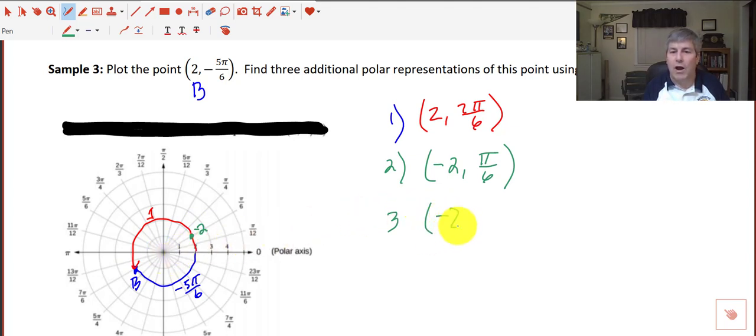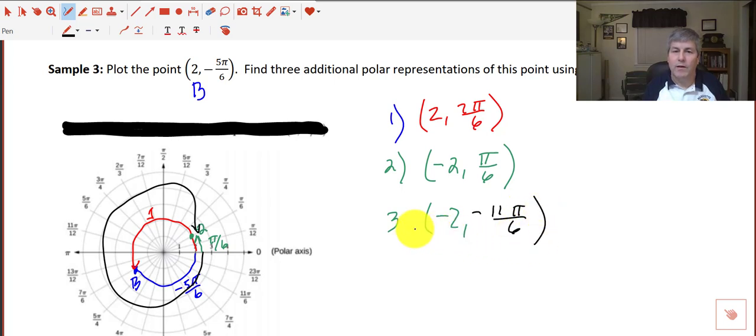So again, if our r is negative 2 and we were at pi over 6 here, well, now to get there, we have to go negative 11 pi over 6 to get back to that particular point. So we have our third point at negative 2, negative 11 pi over 6.